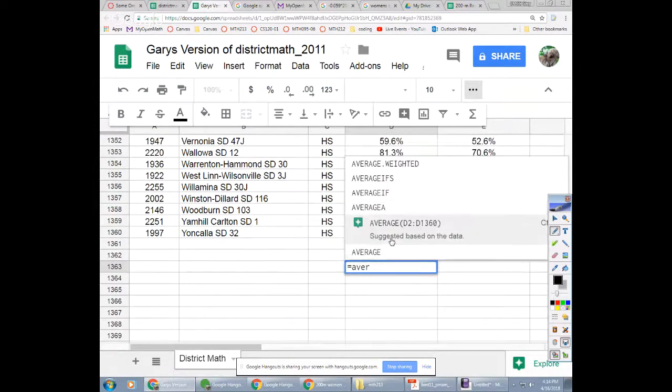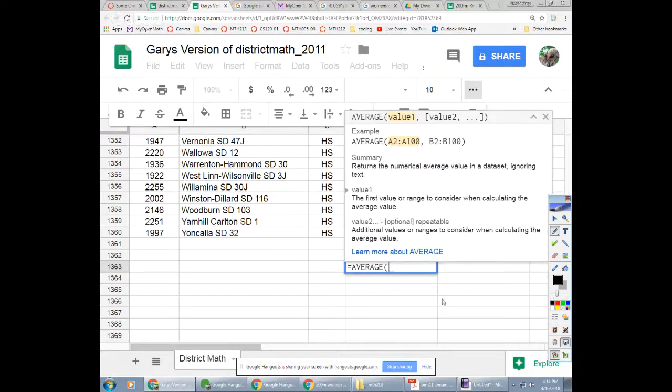So notice there's an average and there's an average A, right? What's the difference between them? The average ignores text, just makes believe it's not there. And the average A, it doesn't show it there, but it actually treats text as zeros. So sometimes you might have a reason to do that. Usually I don't. So if there's an A at the end of the statistical function, usually I don't use those unless somebody gave me a good reason to use it. So I want just the regular average.